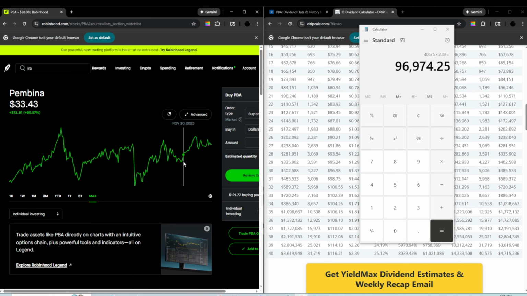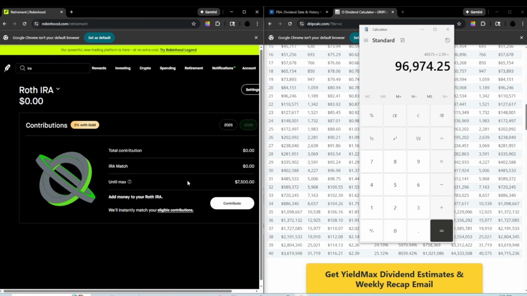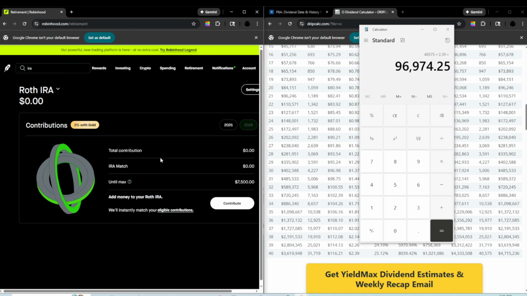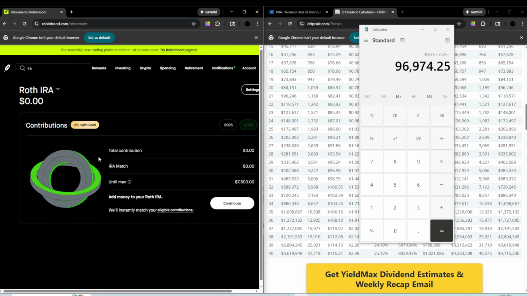Keep doing your research. Know what you want to put your money into. The best investment to put into would be for your retirement. So a Roth IRA. I don't have anything in it right now, but I will be putting money into it, because they don't take taxes out. So this will build up for you, and you can build up a percentage.